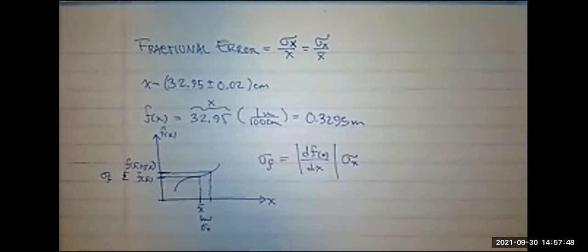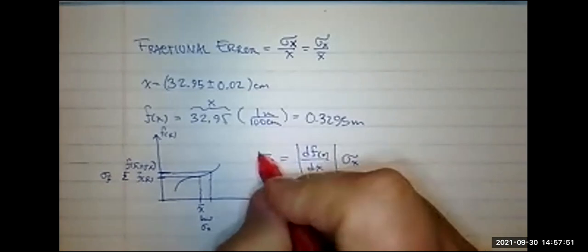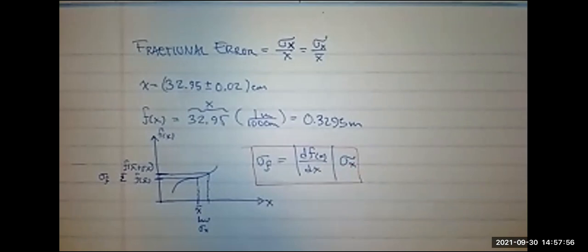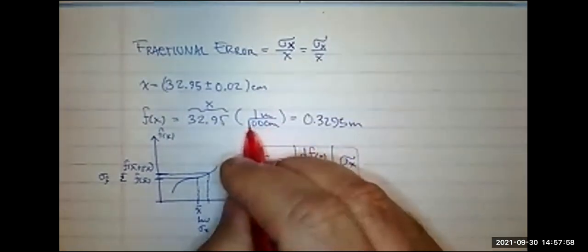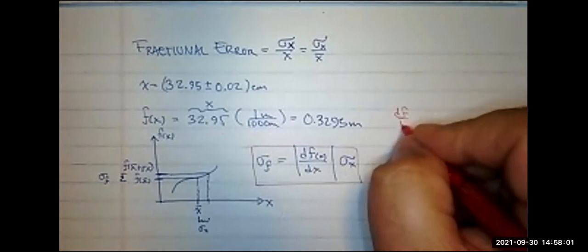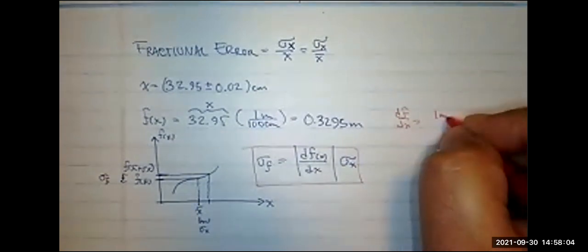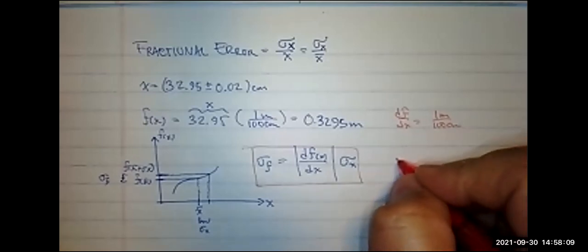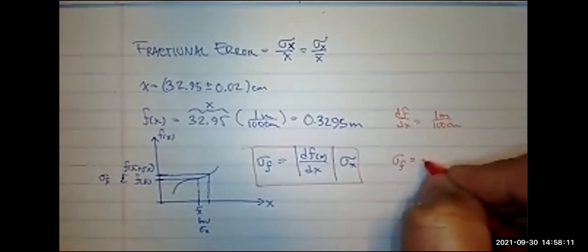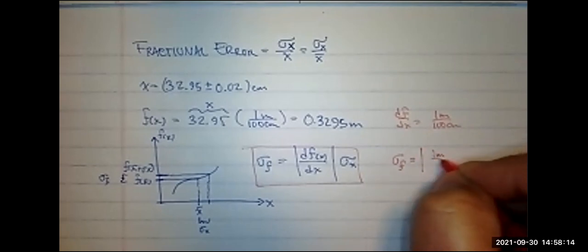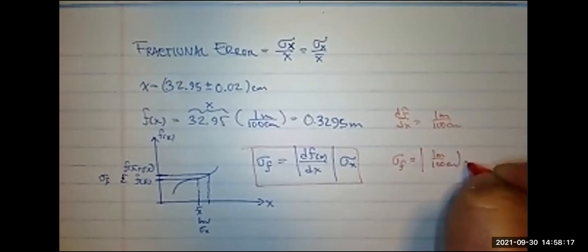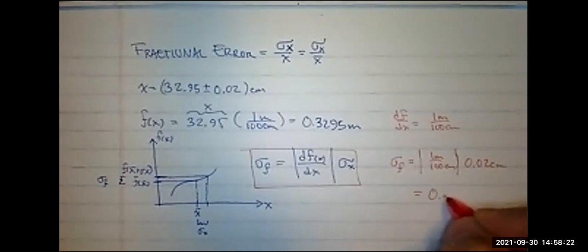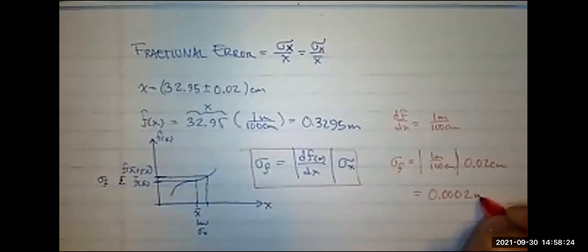When you have a single variable, you take the derivative of that function and multiply it by the uncertainty in that variable, and that'll give it to you. So in our case, the derivative of f of x is equal to 1 meter over 100 centimeters. So the uncertainty in f will equal the absolute value of 1 meter over 100 centimeters times 0.02 centimeters, which equals 0.0002 meters.